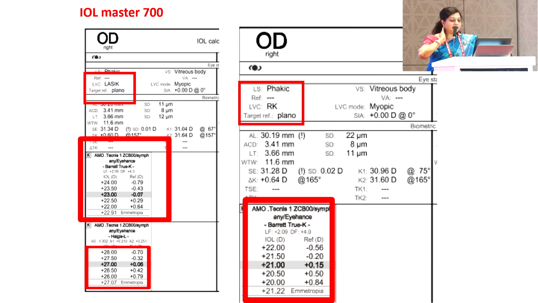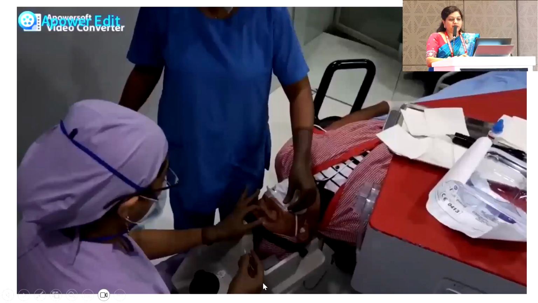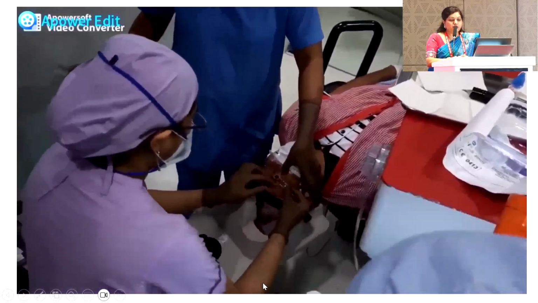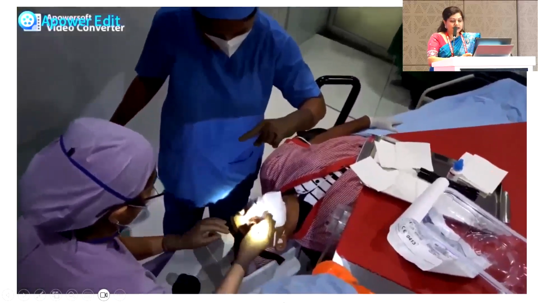So the post-RK showed 21 diopters, whereas the post-LASIK showed 23 and Haigis-L was 27. So even with multiple readings, we got an average of the post-LASIK as around 24 with a maximum of 25, and RK was 21. So finally we went ahead with the 25. The patient also wanted a FLACS procedure, so we went ahead with the FLACS.